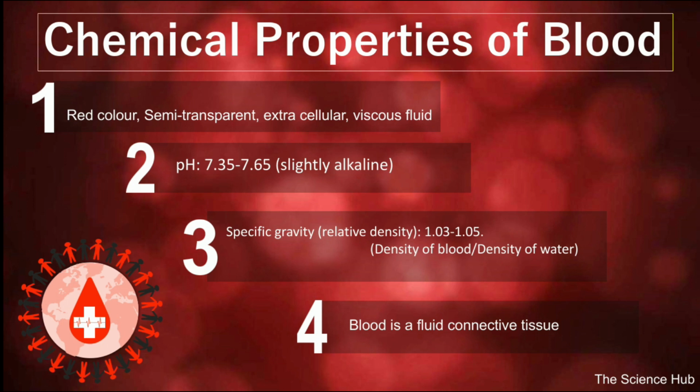For the third chemical property, we will be discussing the specific gravity of blood. Specific gravity is an alternative term used for relative density. Relative density of a substance is the ratio of the density of a substance to the density of a standard. The standard usually being water if the substance is solid or liquid and air if the substance is gaseous in nature. The specific gravity of the blood happens to be between 1.03 to 1.05.